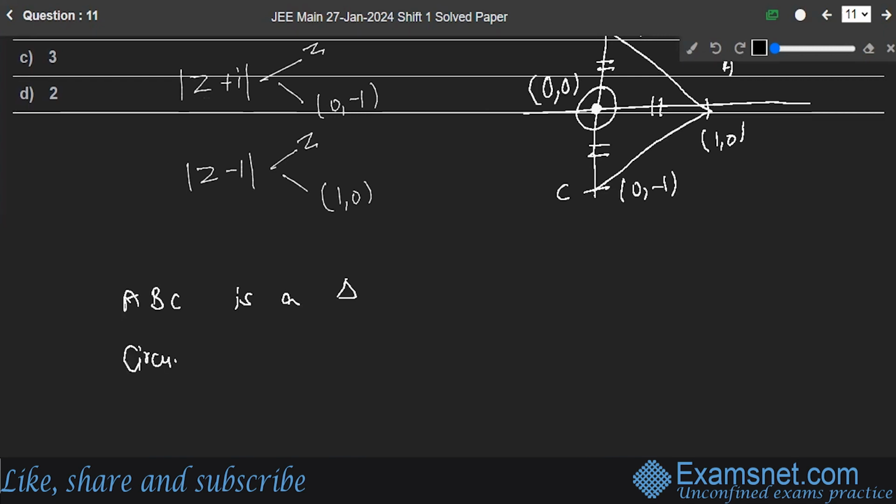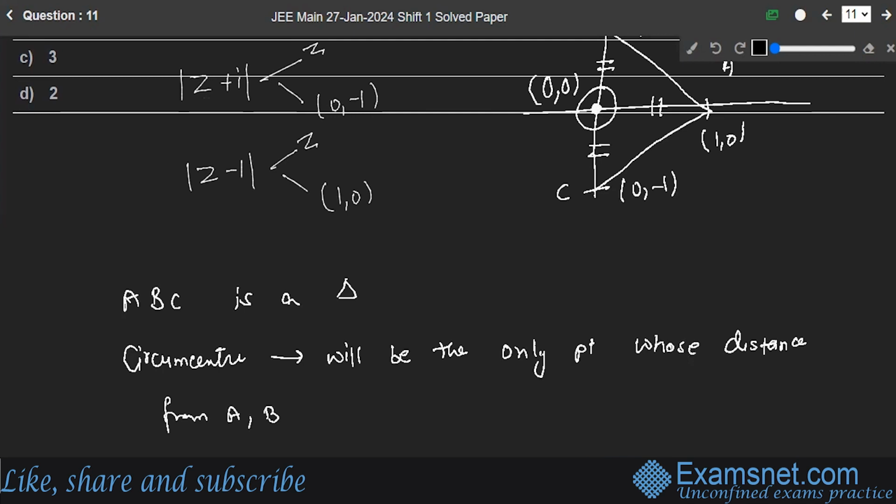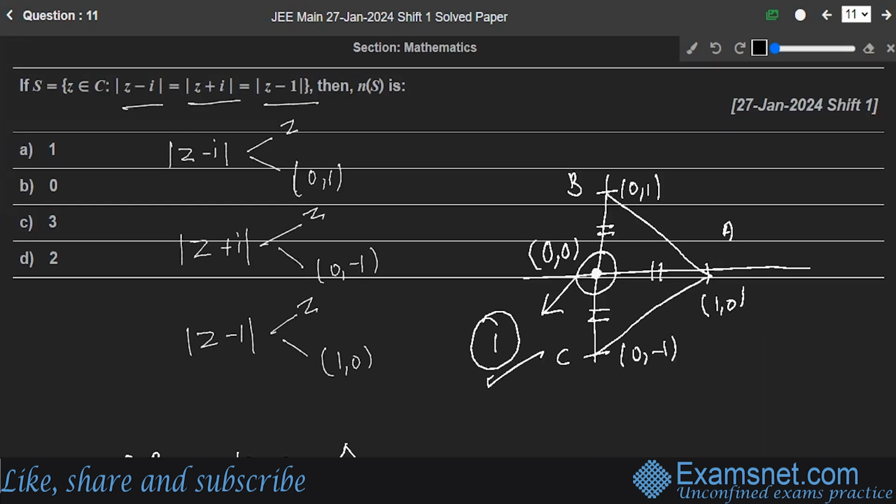So circumcenter will be the only point whose distance from A, B, and C are the same. So how many elements are there? There is only one such coordinate. That means the answer to the question is 1. This is the answer, and you have first option as the correct answer. Hope you got that. Next is question number 12.